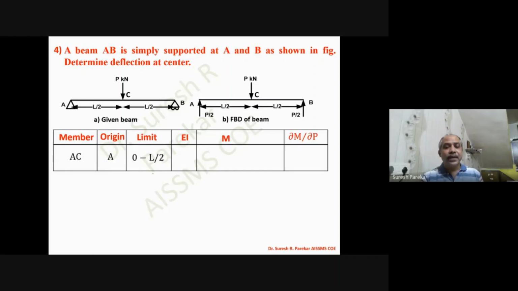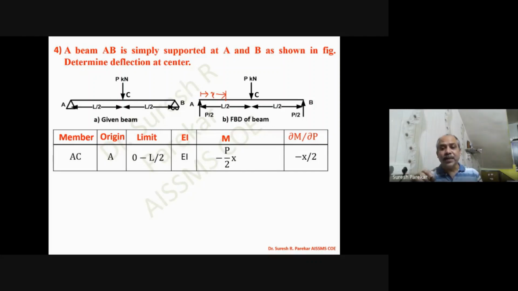Now you can see A origin, 0 to L by 2 EI, then minus P by 2 into X, and then we have minus X by 2. So X again we have considered from A, that is between A to C. Now here you can see, if we see the equation from B to C, we get the same equation. So we need not go for the equation from B to C. We can make it twice.